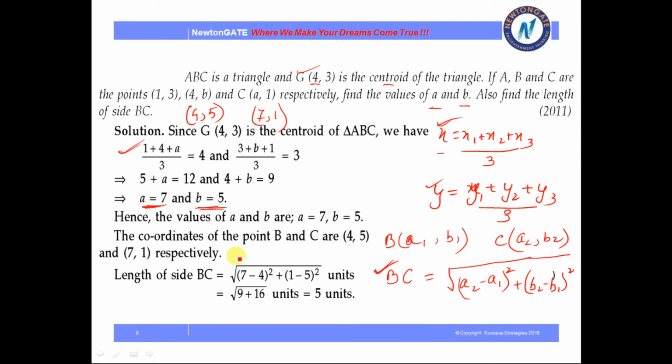So using this formula, we will find the length of the side BC as we have the coordinates of B and C. So using this formula, what is the length of BC? The length of BC is 5 units.